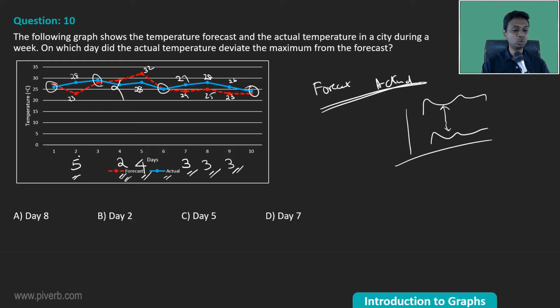So day 2 is the day where it's the maximum difference. Now I don't have to worry about this, but I want to cross check this because it's 4, it's close enough. This is 32, not 33. This is 28, not 27. 32 minus 28 is 4. This difference is only 4. This is 5. Day 2 is definitely the day where there has been maximum difference.